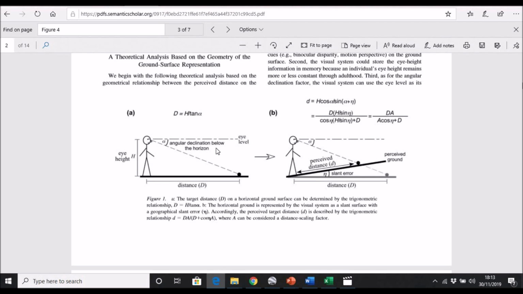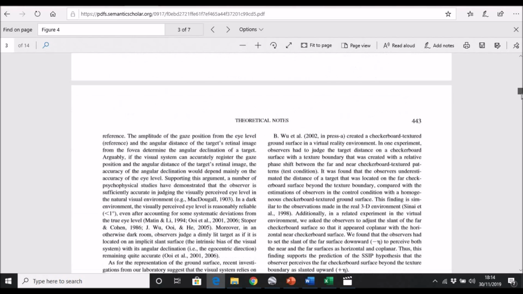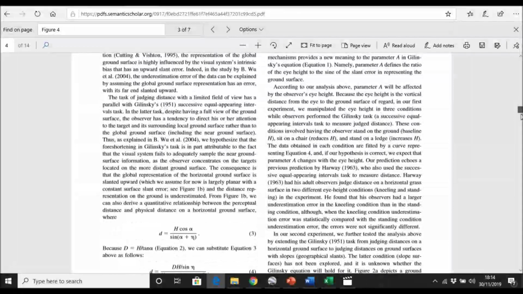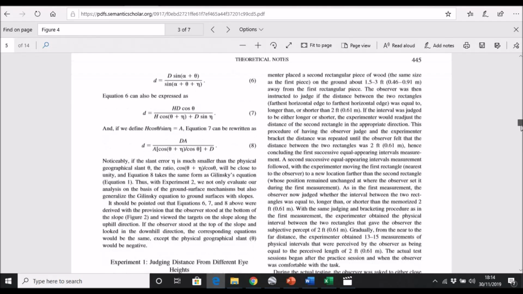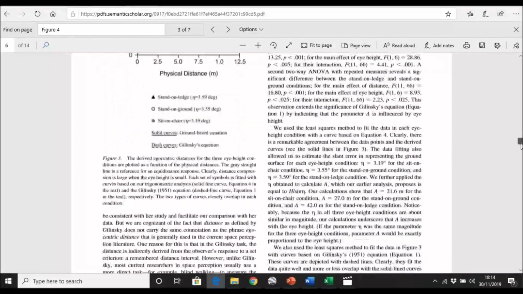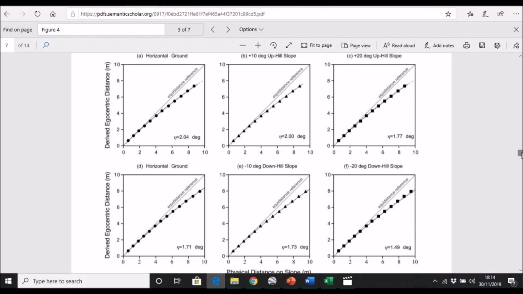So this represents the real situation, and this represents the perception by the subject. I haven't read this paper in colossal detail, but I've read enough of it to know what's going on. They show here a more inclined surface, further changing the perceived distance of the object. And in the graphs that they show of their data, this is probably the best example.